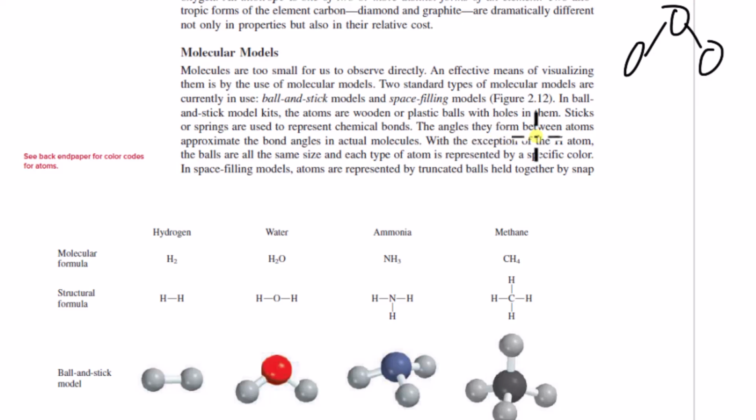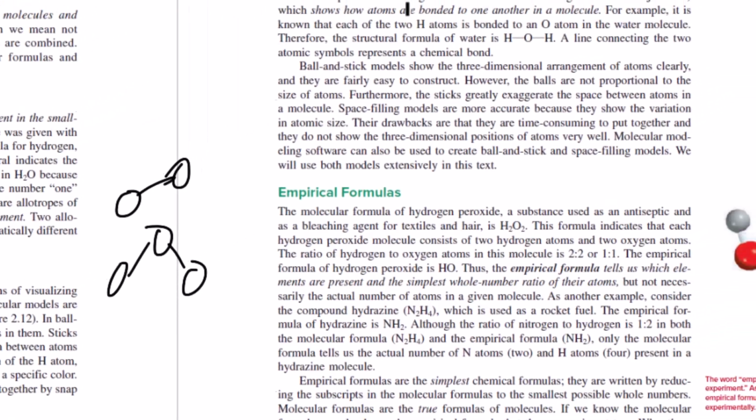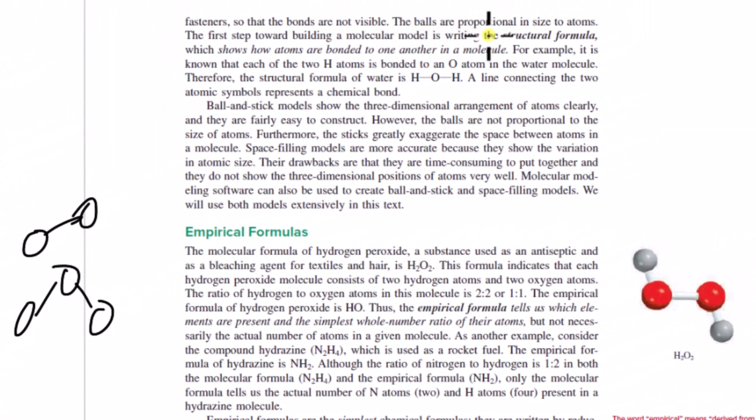The angles they form between atoms approximate the bond angles in actual molecules. With the exception of the hydrogen atom, the balls are all the same size, and each type of atom is represented by a specific color. In space-filling models, atoms are represented by truncated balls held together by snap fasteners so that the bonds are not visible. The balls are proportional in size to atoms.